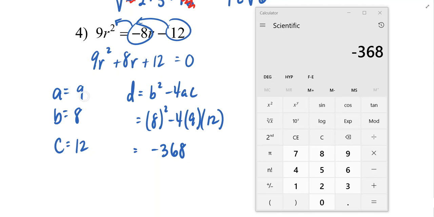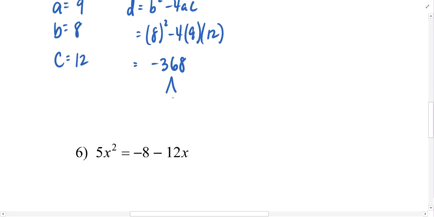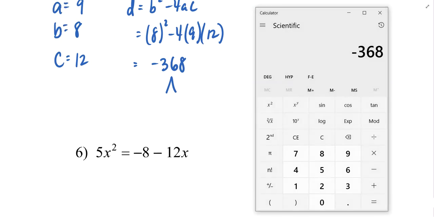And again, after identifying a, b, and c, and substituting the appropriate values into the discriminant formula, I find that my discriminant is negative 368. Now here again, the discriminant is going to be placed inside of a square root, so we might as well simplify this now. I'm going to take a guess here. I think 368 can be divided by 16 again, so let's check that. Yeah, it worked out pretty nicely here.